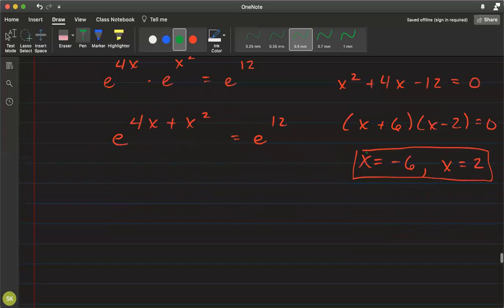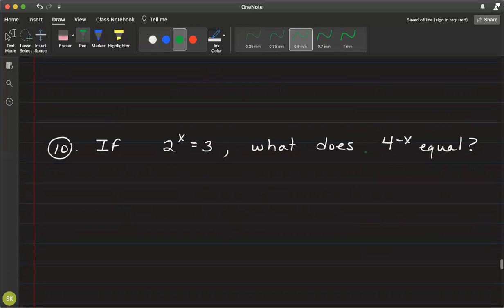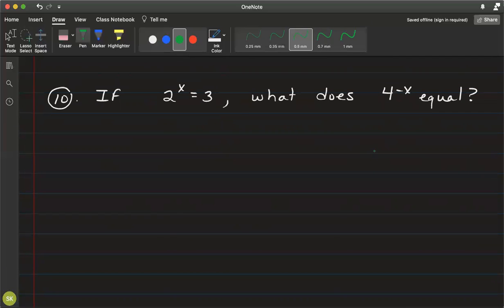Just 2 more problems. These are more interesting. We have, if 2 to the x is equal to 3, what does 4 to the negative x equal? So maybe pause the video and think of something. See if you can maybe rewrite this 4 to the negative x as 2 to the x raised to some kind of power, and see if you can go from there, and then come back.